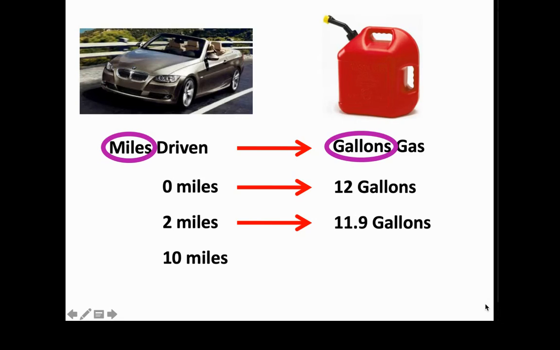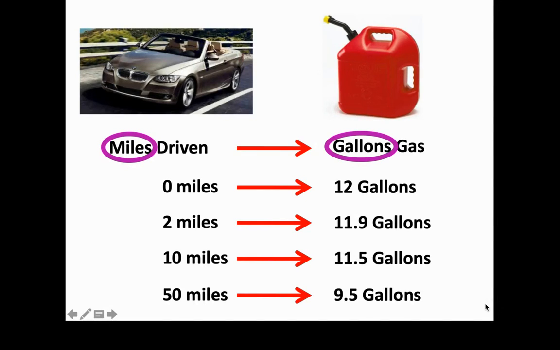After 10 miles, there is 11.5 gallons left in the gas tank. After 50 miles, there is 9.5 gallons of gas left in the gas tank. So the relationship between how much gas is in the gas tank and how many miles you've driven. So again, the amount of gallons in the gas tank depends on how many miles have been driven. So that's the relationship.